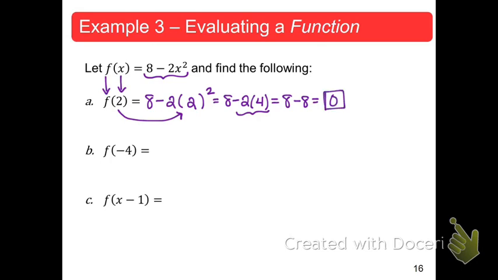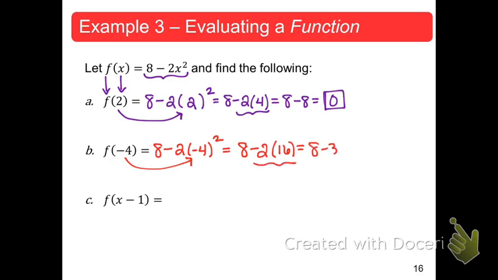Okay, and the second one, now you got an f of negative 4. So that means everywhere there's an x, we're going to plug in negative 4. So 8 minus 2, wherever my x is, squared. And we're plugging in this time a negative 4. So I'm going to do my exponents first. So 8 minus 2 times negative 4 squared is a positive 16. Then I'm going to multiply right here. So I get 8 minus 32, which comes out to be negative 24.